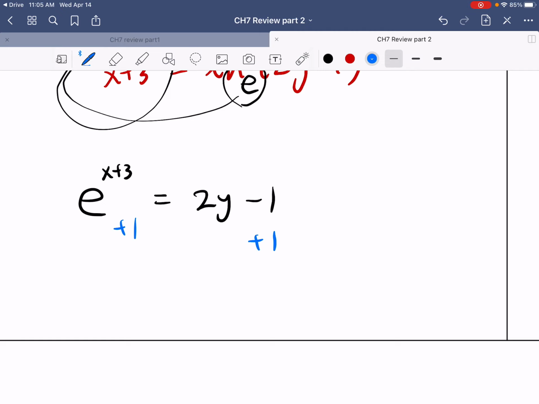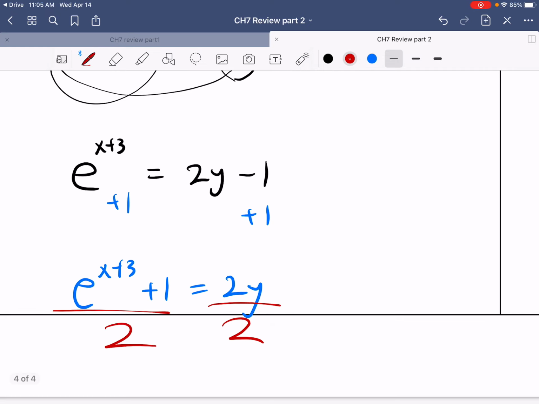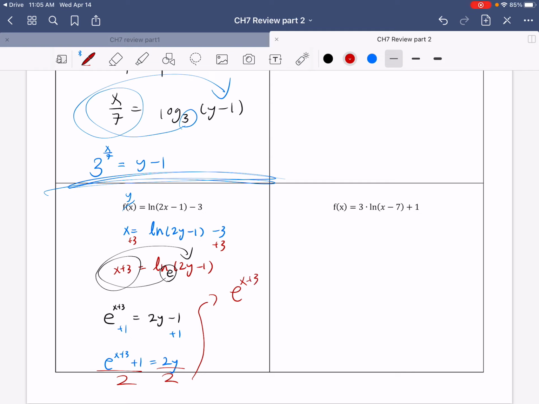Plus 1 both sides, e to the x plus 3, plus 1 equals 2y. And divide by 2 both sides. And as you know, this one will become e to the x plus 3, plus 1, over 2. And of course, this one is the same as that, okay?